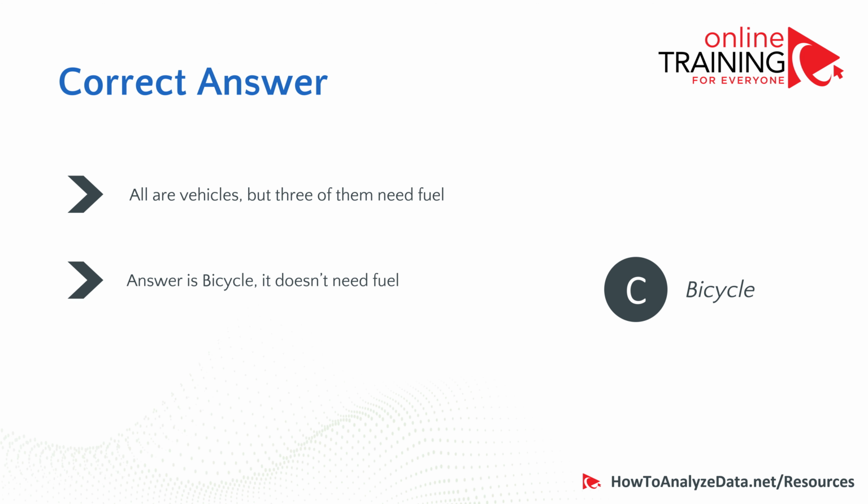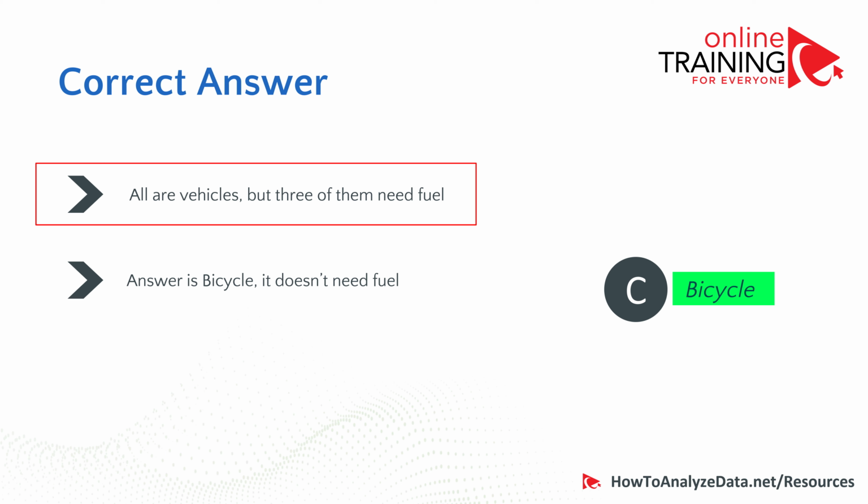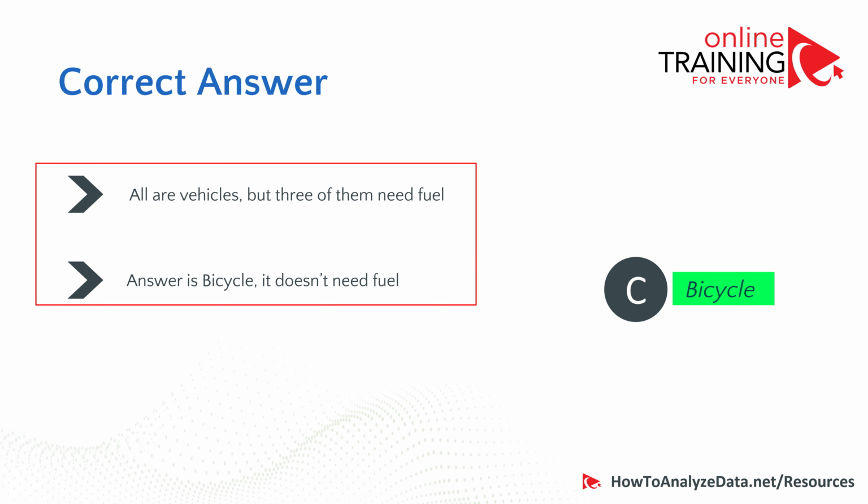And as you might have figured out, the correct answer is C, which is bicycle, because all of these 4 choices are vehicles, but 3 of them need fuel. So the answer is the bicycle, which doesn't need fuel, which is not like all of the others. Hopefully you got this one right.